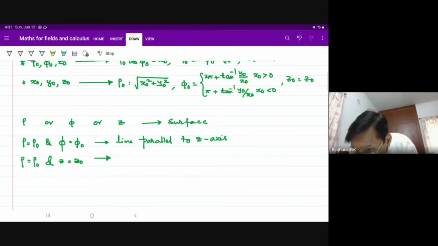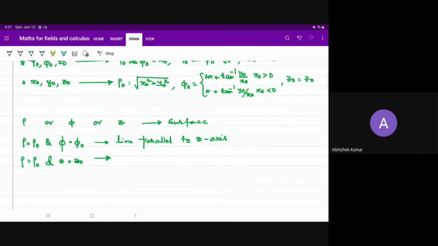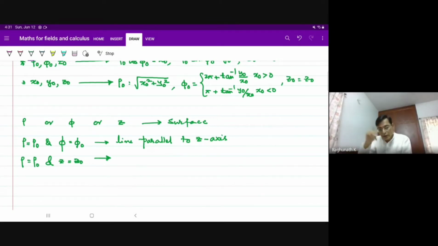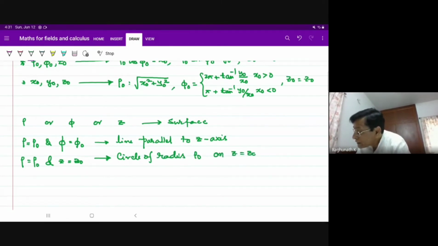A circular disc? Circle, that's all. Right? It's a line. A disk is a surface. No, it is not a surface here. Rho is equal to rho naught is a surface, a hollow cylindrical surface, correct? Z is equal to z naught is a circle of radius rho naught on the z is equal to z naught plane.